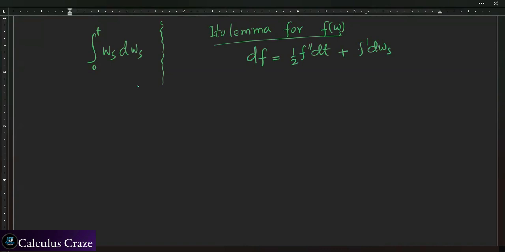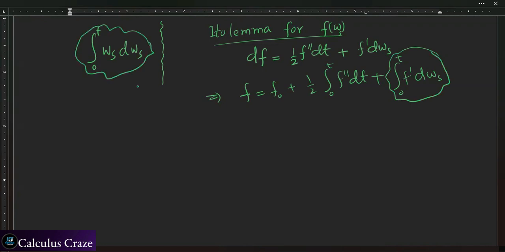So I want to calculate, if I write it in the integral form, my f is going to look like f naught plus, let's say, 1/2 the integral of f prime dw sub s, let's say from 0 to t. So if we compare this integral with this, I need a function such that its derivative is equal to w sub s. If I'm successful in finding a function whose derivative is w sub s, then that function is going to be this guy over here.